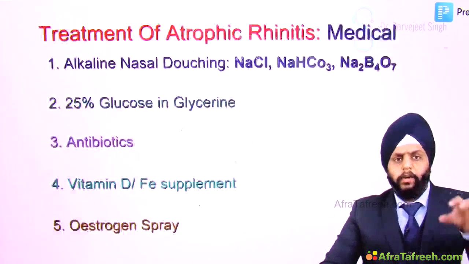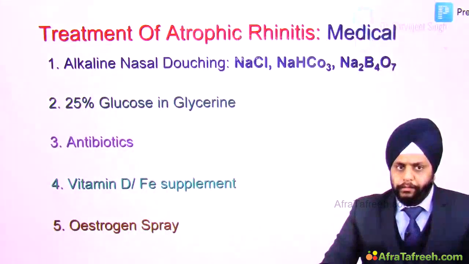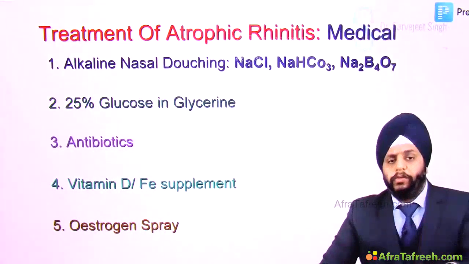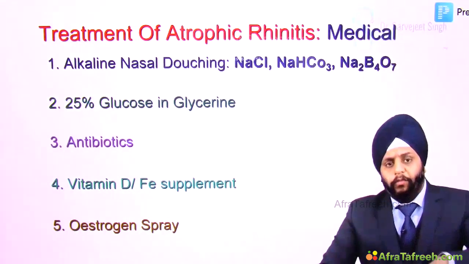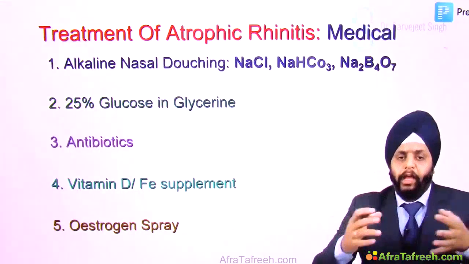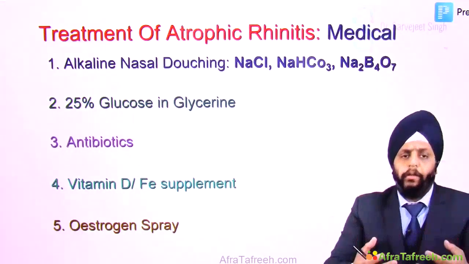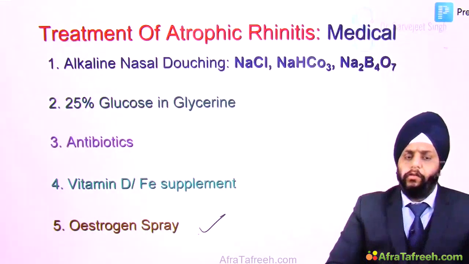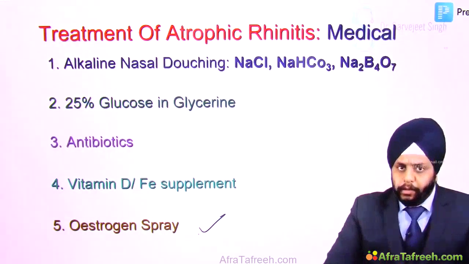Now what has happened over here in atrophic rhinitis? The patient mucosa has undergone atrophy. We want it to undergo hypertrophy, to proliferate, to increase in size, and we need blood supply for that. So we can give estrogen nasal spray to the patient.